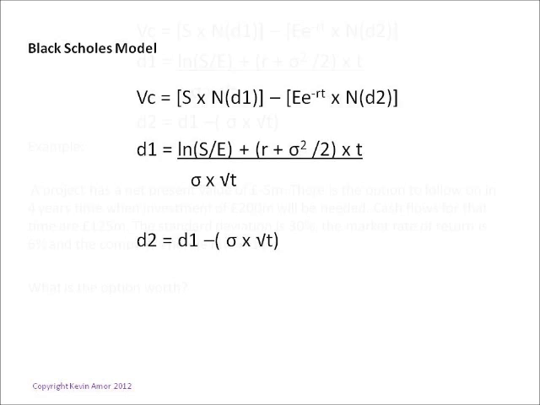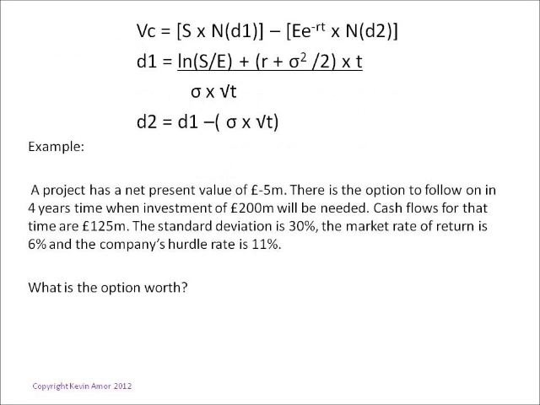So here's an example. A project has a net present value of -5. There is an option to follow on in 4 years' time when an investment of 200 million would be needed. The cash flows for this project are 125 million in 4 years' time. The standard deviation of returns is 30%. The market return is 6% and the hurdle rate is 11%. So what's this option worth?